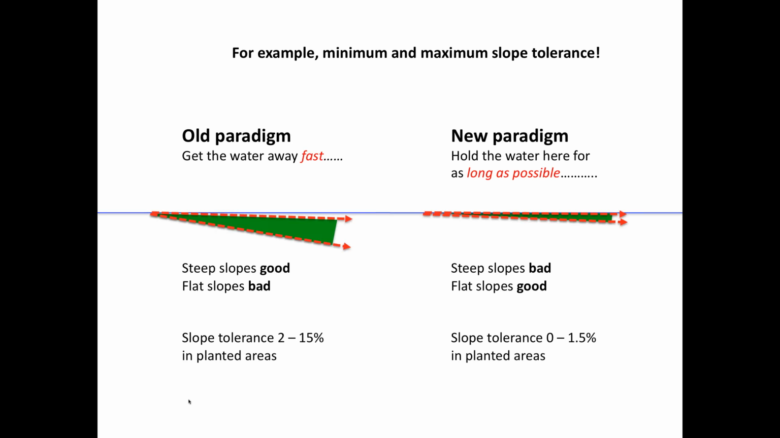If we're trying to manage water in this new way, steep slopes are bad and flat slopes are good. And our slope tolerance has now shrunk to between 0 and about 1.5% in planted areas, which is quite a different set of problems to solve when we're designing these systems.